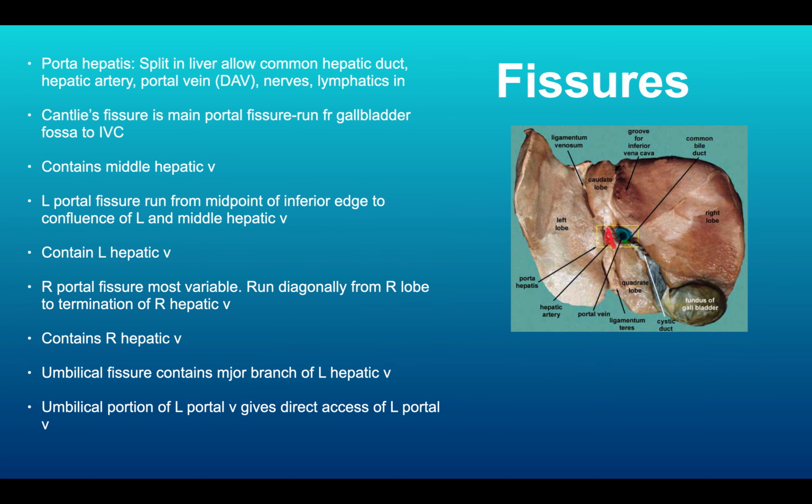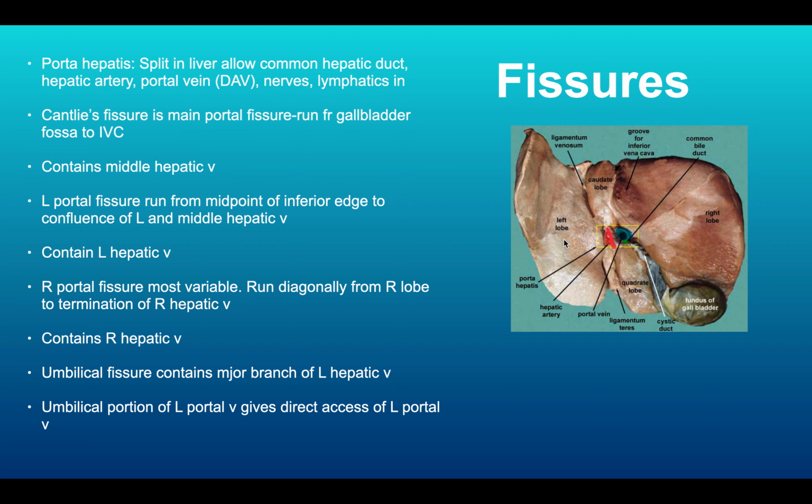So the lobe has the porta hepatis fissure, which allows the common hepatic duct, the hepatic artery, the portal vein, the nerves and the lymphatics to go in. And then Cantley's fissure is going to be the main portal fissure, and that runs from the gallbladder to the inferior vena cava through the caudate lobe, and that contains the middle hepatic vein.